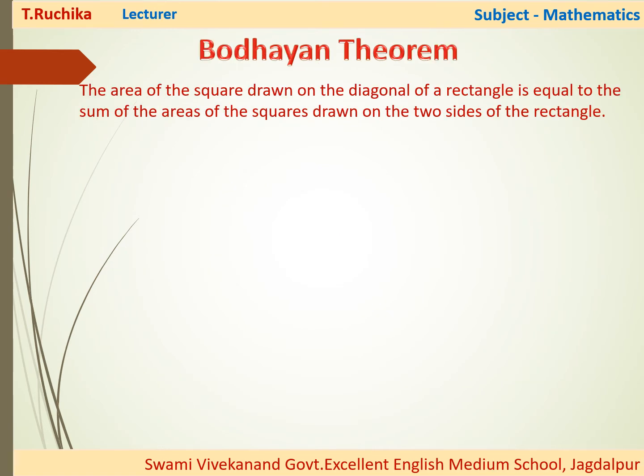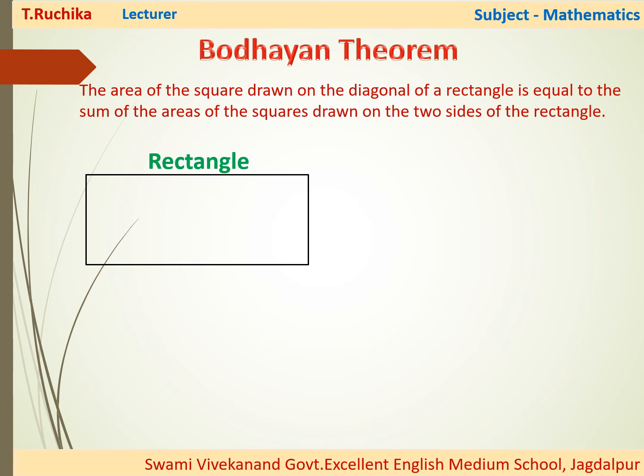Now, let us try to understand the Bodhian Theorem. Indian mathematician Bodhian has given a Shulva Sutra which states the area of the square drawn on the diagonal of a rectangle is equal to the sum of the areas of the squares drawn on the two sides of the rectangle.